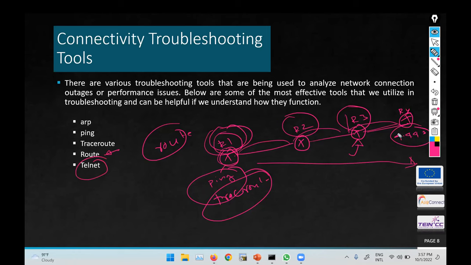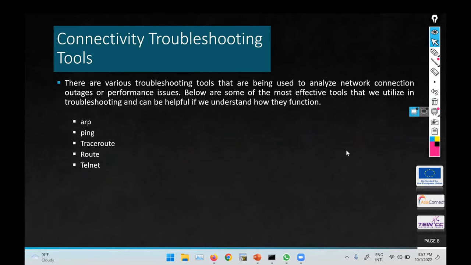You are all working fine, but when you are trying to configure R4, that is a remote site, how will you configure R4? So I have to connect through Telnet or SSH, right? It can be any of them for remote management or configuring the device. So these tools are normally used for network troubleshooting and management purposes. Every day we actually use these things for network troubleshooting.